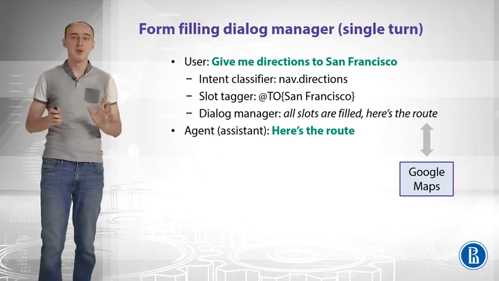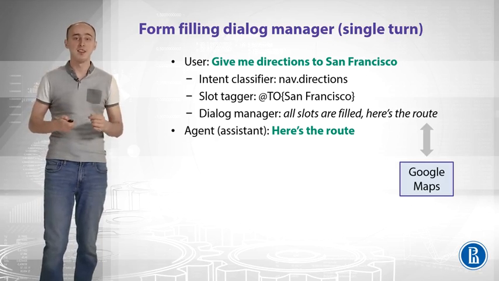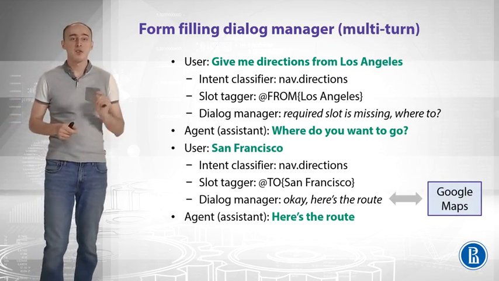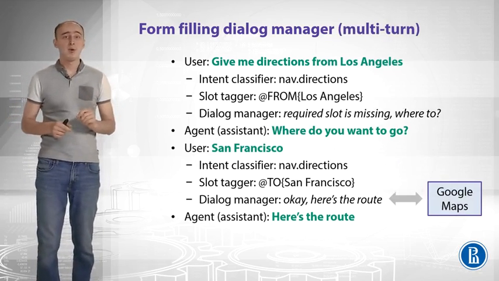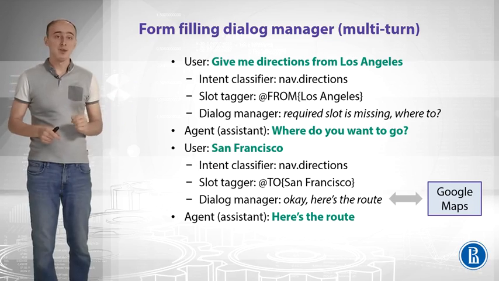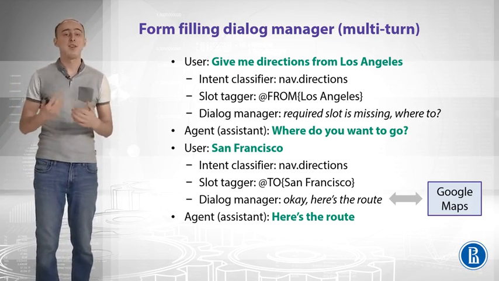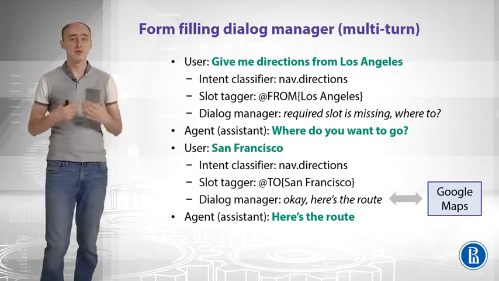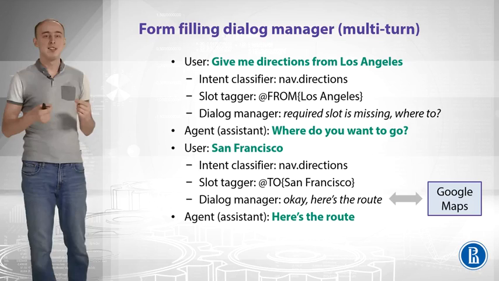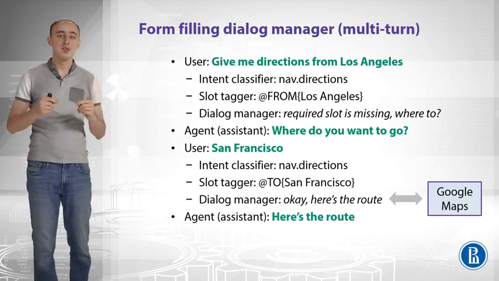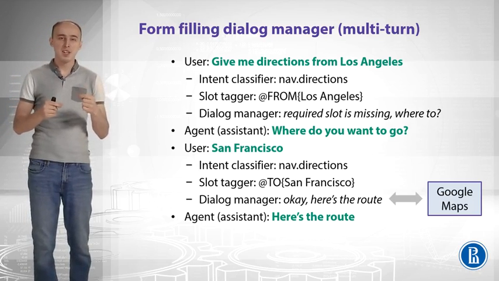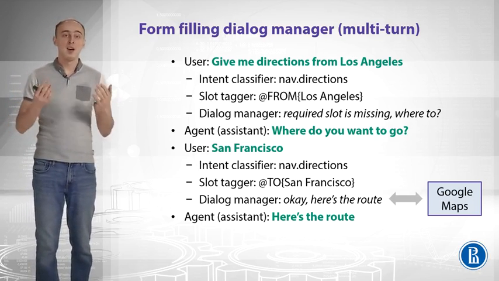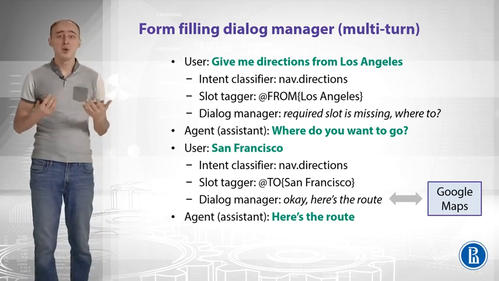Okay, that was a simple way. This is a single turn dialog. Let's look at a more difficult example. This time the user starts the conversation like this: give me directions from LA. We run intent classifier, it says navigation directions, we run slot tagger, and it says that Los Angeles is a "from" slot. And this time Dialog Manager looks at this and says, okay, a required slot is missing, I don't know where to go, please ask the user where to go. And the system asks the user, where do you want to go?